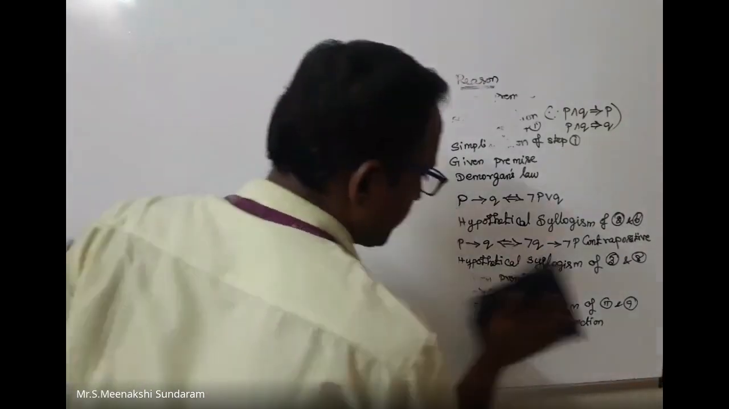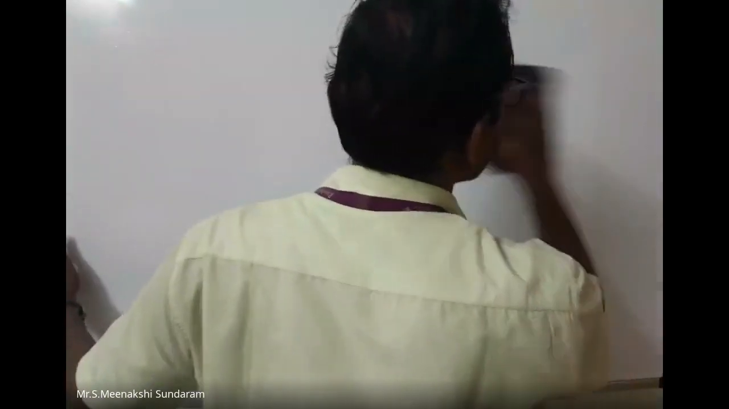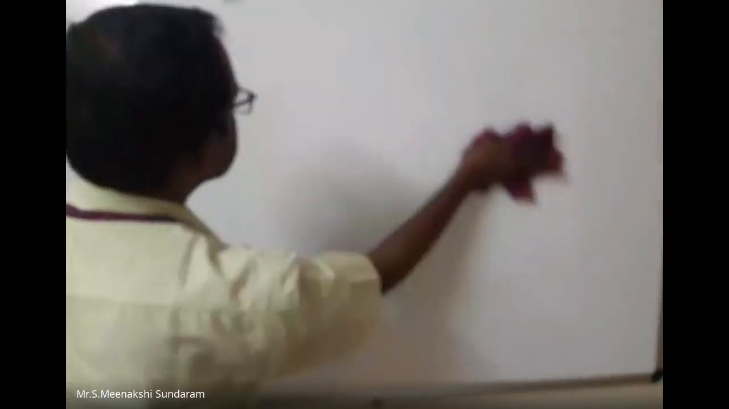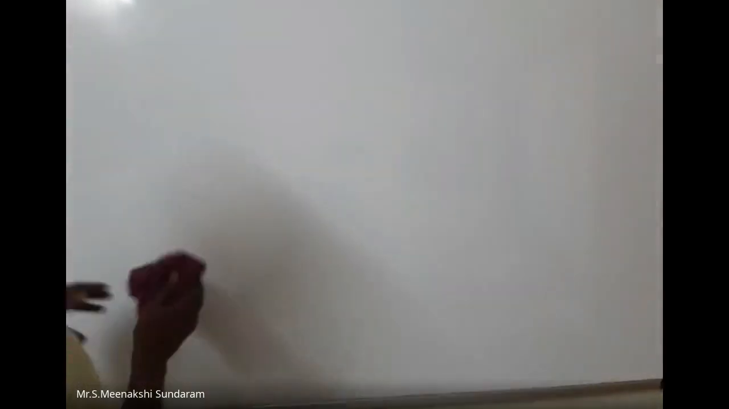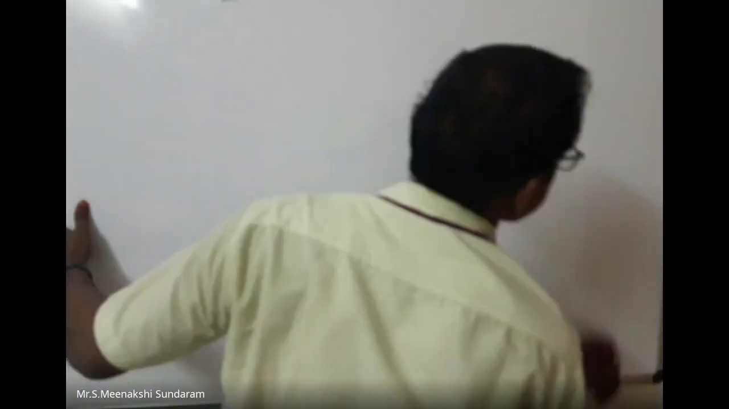Try to do it in your own way. A different way we can use; the final answer I need. You can use any formula here, either hypothetical syllogism or modus ponens or modus tollens. Maximum we can use modus ponens and hypothetical syllogism. These are the three important simplifications.